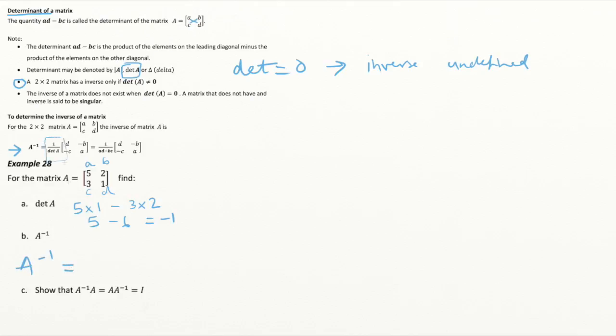And then to find the inverse, exactly in this formula we have the 1 on the determinant of A, so that'll be 1 divided by negative 1. Then we switch A and D, so we'll have 1 and 5, and then we put a negative in front of B and C. And so we'll have negative 2 and negative 3. And then we can simplify it as well.